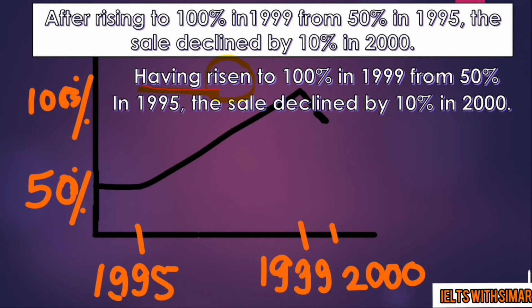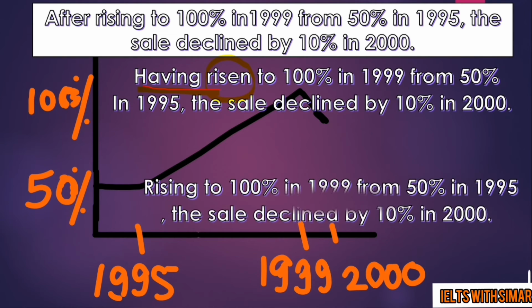The other sentence is similar to this. So this is the third structure. It is also the same. This is a gerund sentence, so I write here rising to 100% in 1999. So you can use either like this or this. Okay, move to the next slide.